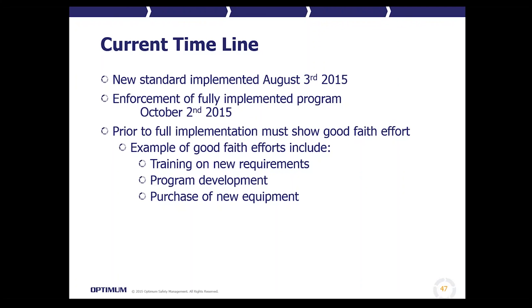So good faith efforts include things like training. We've got a training that we have scheduled. It's on the books. It's not something we're thinking about. We've got it. We know when we're doing it. We've got a person lined up to do it.